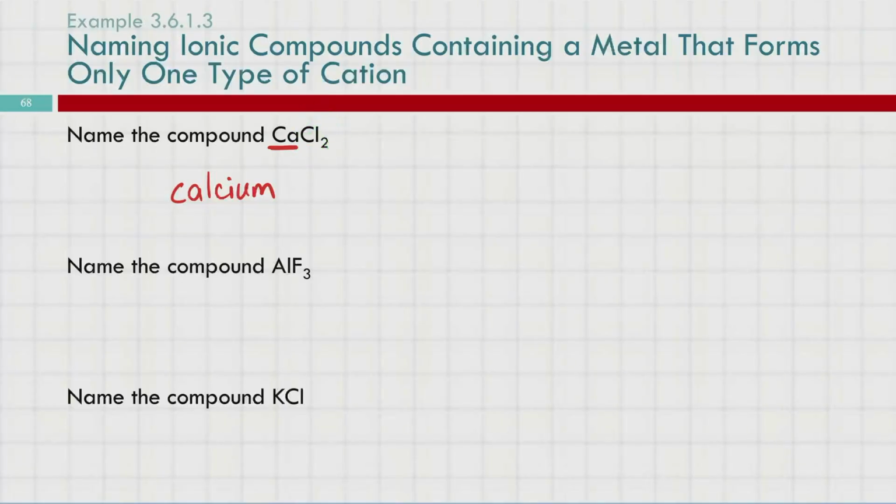And then Cl is what? Cl is chlorine, but we've got the ion version. So it's chloride. So calcium chloride, the whole name. We don't have to specify that there's 2 chlorines or that there's 2 chloride ions. We would figure that out based on their charges.